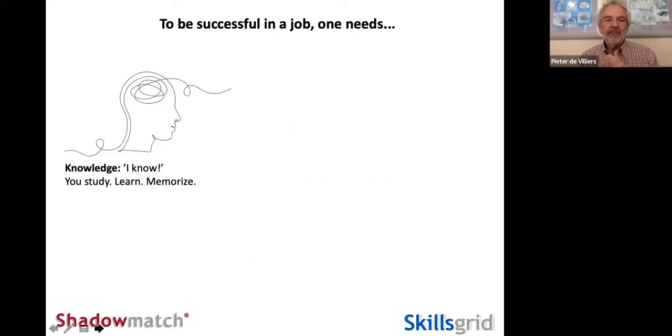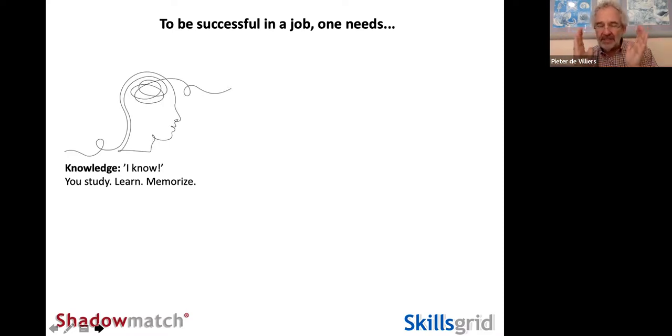So let's start. The first thing that we need to understand is if we want to determine what we need to be successful in a job, we need 3 things to be in place. The first is knowledge. Every job has a knowledge frame. There is no job where knowledge doesn't play a role. This is the ticket to the match.